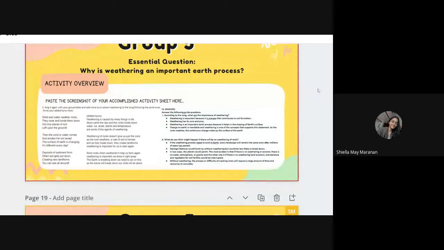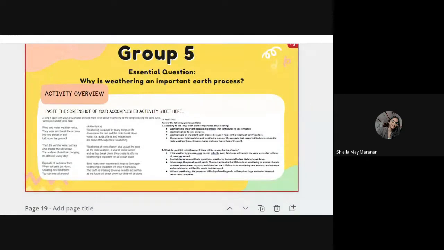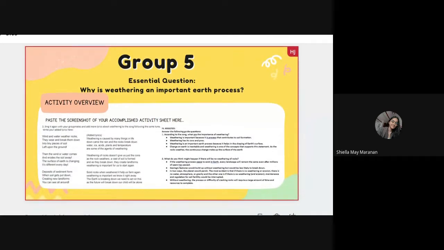So, we've been asked by this question, why is weathering an important Earth process? The first slide shows the worksheets that we've worked on, which is the song analysis and then the question analysis. And we've worked on, and here you can see in the next slide, which is, yes, ma'am, next slide.